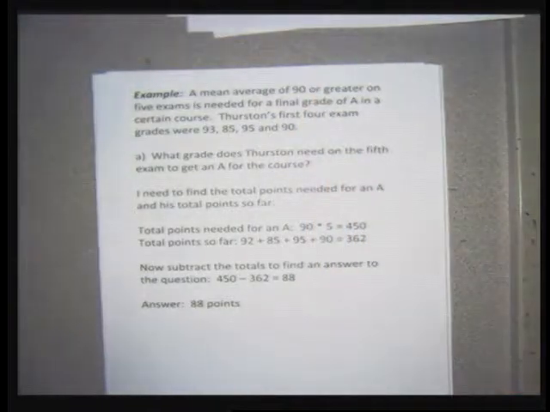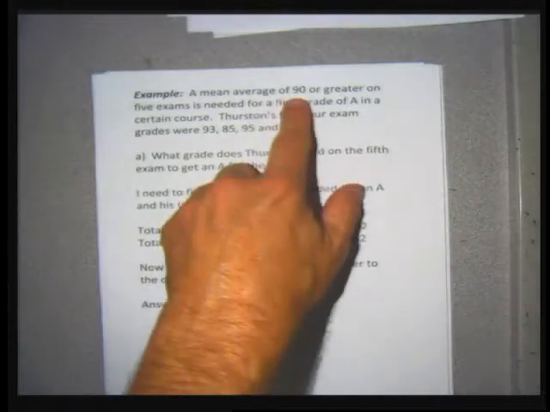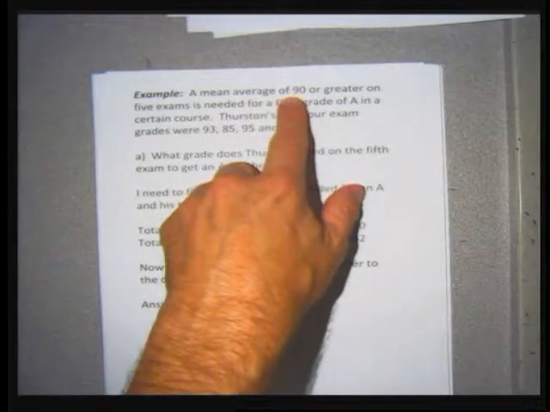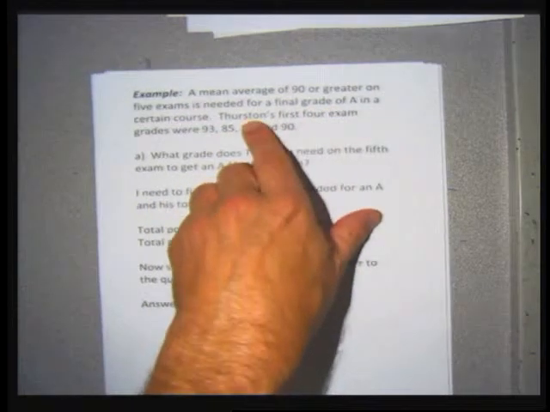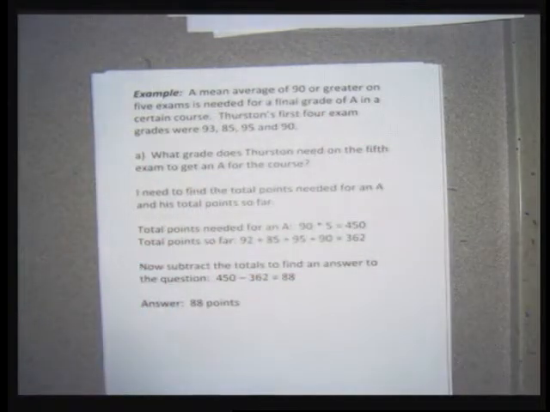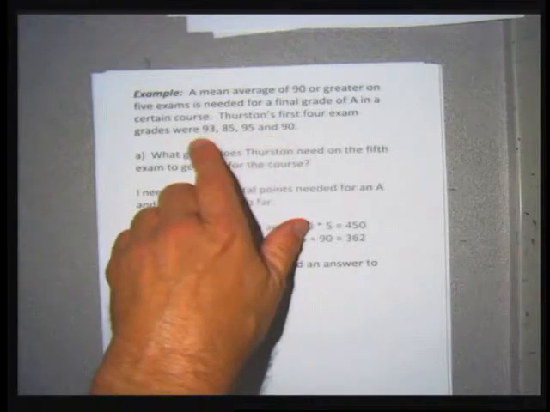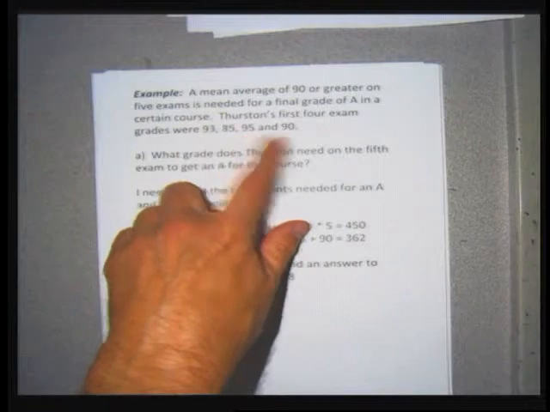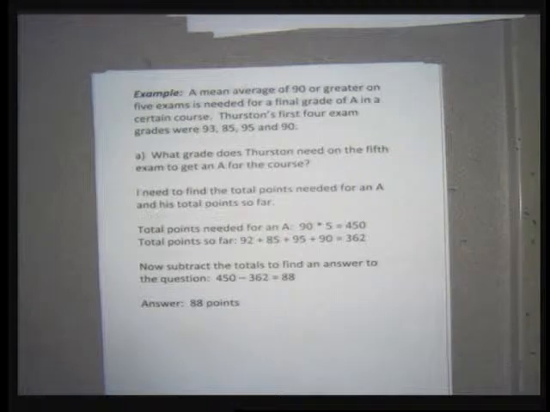This is the kind of problem that I thought was going to be the last kind of problem. For this particular class, you need to average 90 on 5 tests to get a final grade of an A. Thurston from Gilligan's Island, not that any of you know what that is, has taken 4 tests, and these are his scores. It looks like he's getting an A: an A, a B, an A, and an A. The question is, what does Thurston need on his last test to lock up that A? What's the least he could score on his last test to get an A?